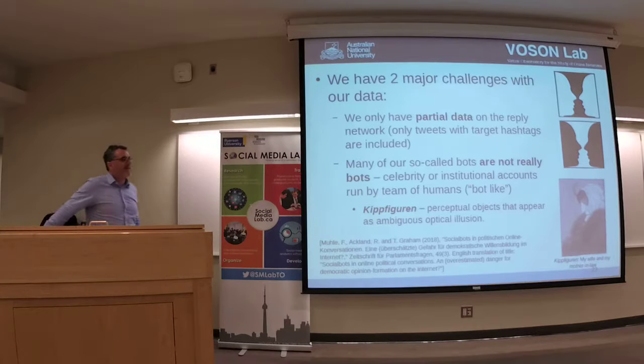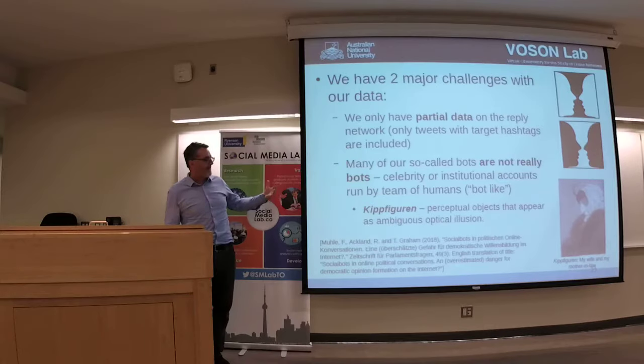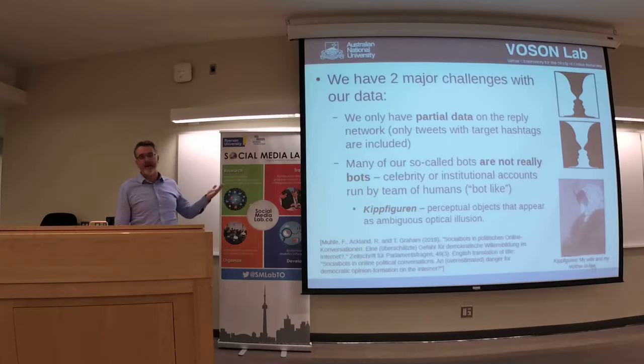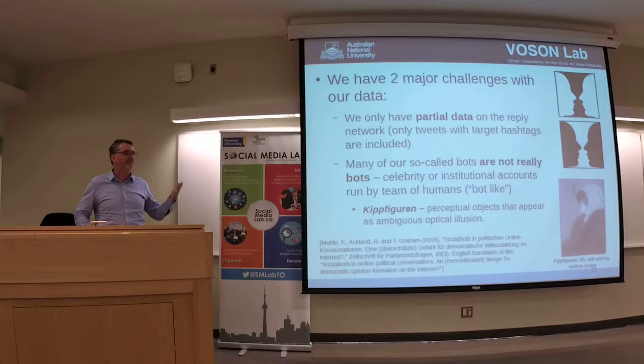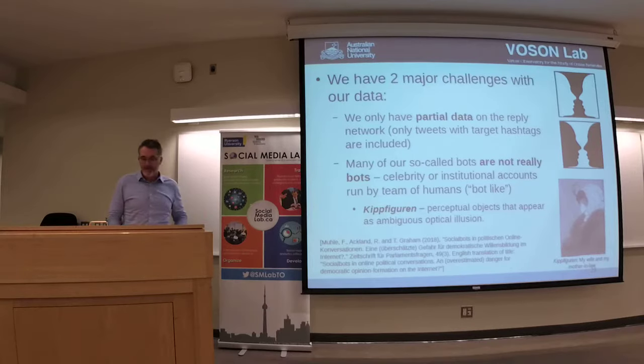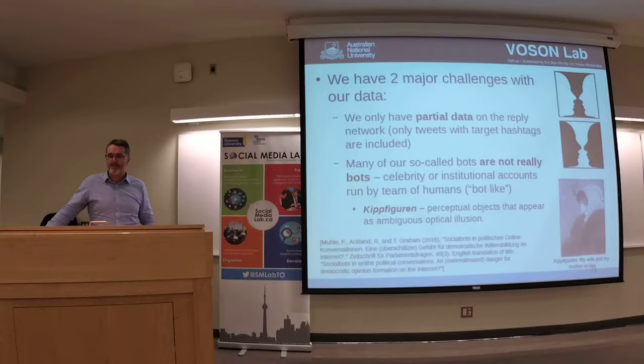And so this is our problem: we have these perceptual objects that appear ambiguous. We're perceiving them as bots because we're using the Botometer API, but in fact they're not bots when we drill down further into it. So that's it for the presentation. I just wanted to emphasise some of the methodological challenges that we're having, and I'll finish up there.